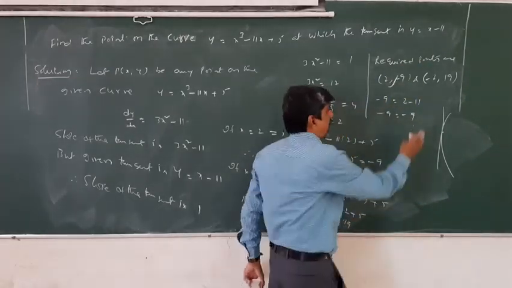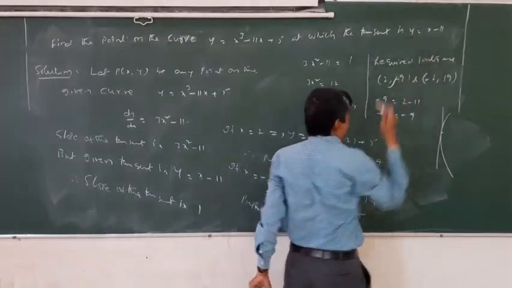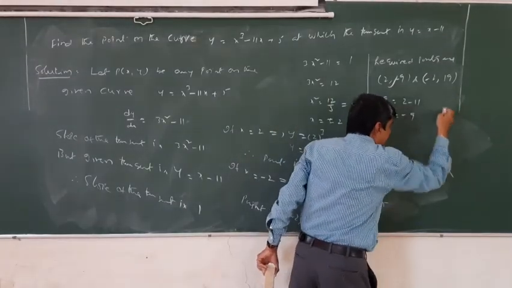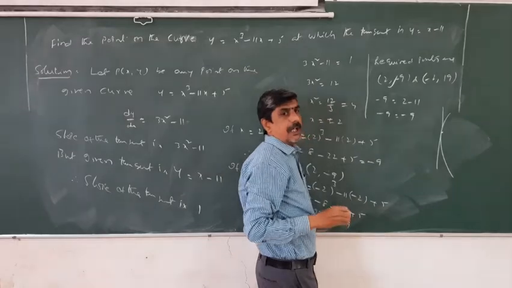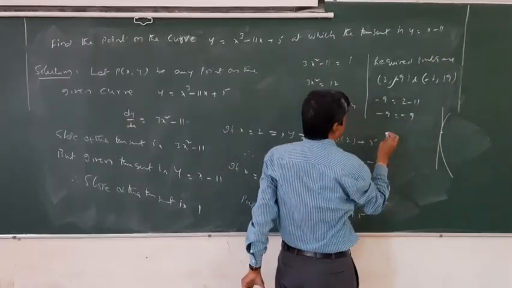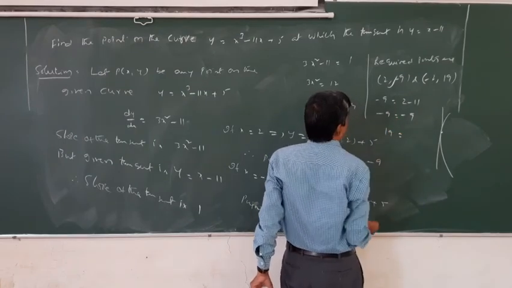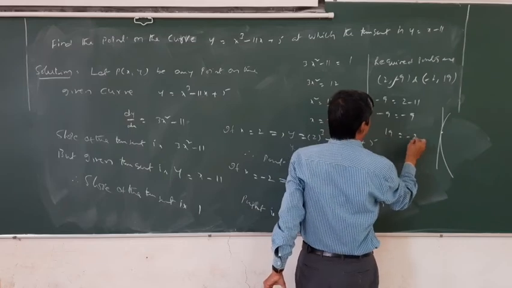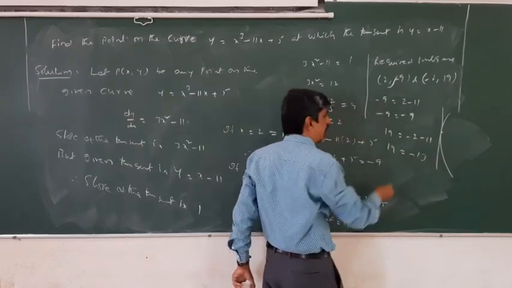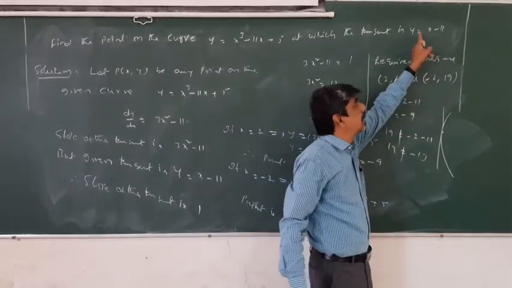But if you take (minus 2, 19), does this tangent satisfy or not? Tangent means the point lies on the curve as well as on that line, the same point. So if I write (minus 2, 19) here, x is equal to minus 2, y is equal to 19. Writing 19 is equal to minus 2 minus 11, so 19 is equal to minus 13. Is it equal? Not equal. So this point does not satisfy the line.